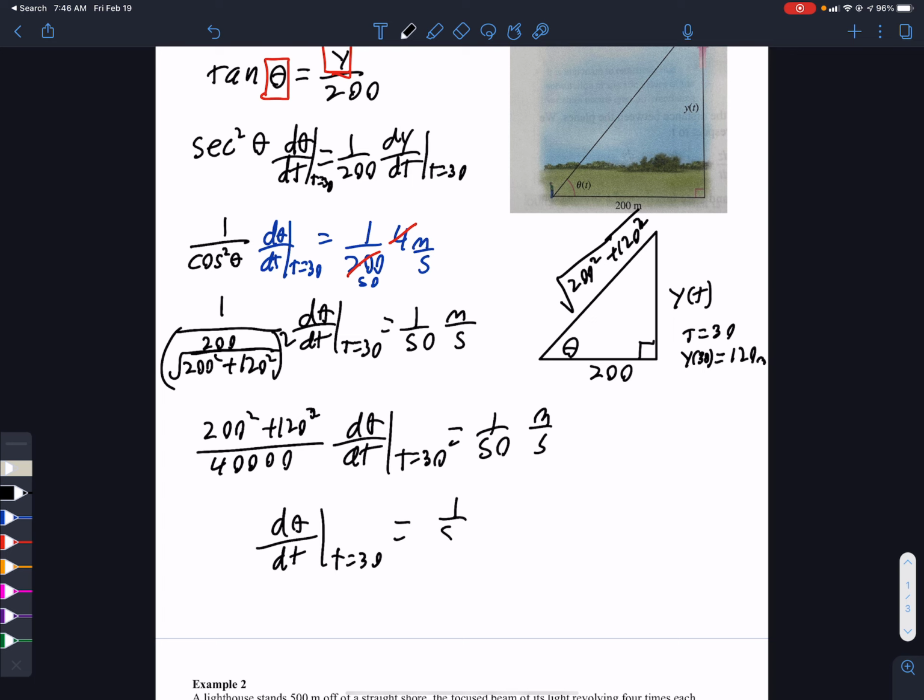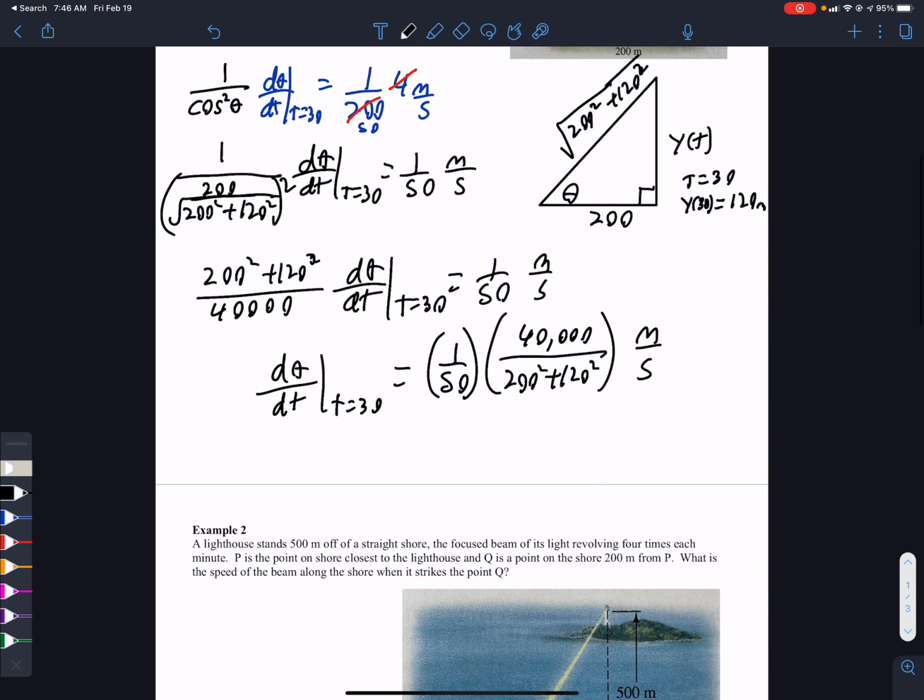It's going to be 1 over 50 times 40,000 over 200 squared plus 120 squared. It's not going to be meters per second. There are some units here, like I said, that I have not been paying attention to, and I kind of messed up. But the meters should have canceled out. It's going to be radians per second. But that is the answer there. Hopefully, it's correct. I'm not going to simplify that. I'll leave it like that. You can pop that in your calculator if you want, and we can see if that comes out right.